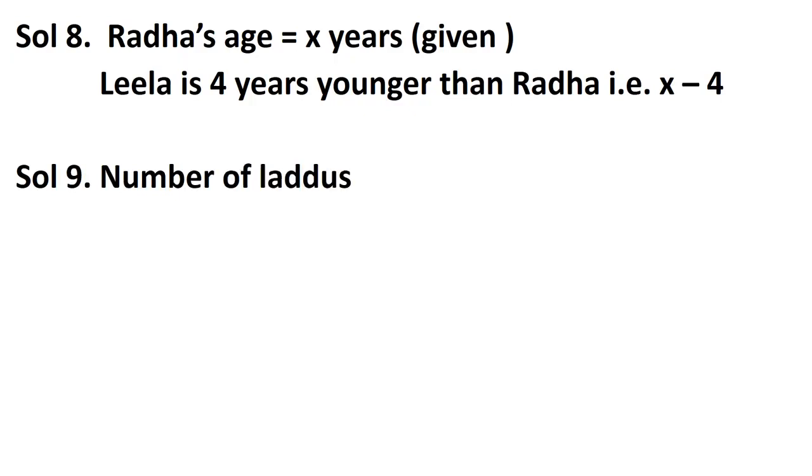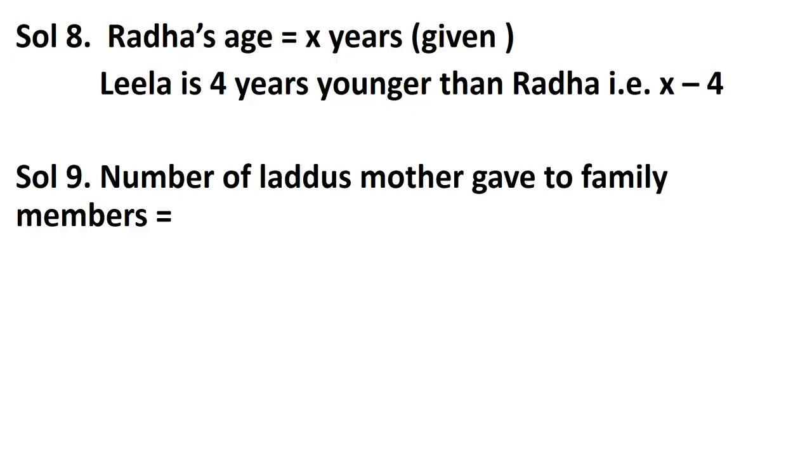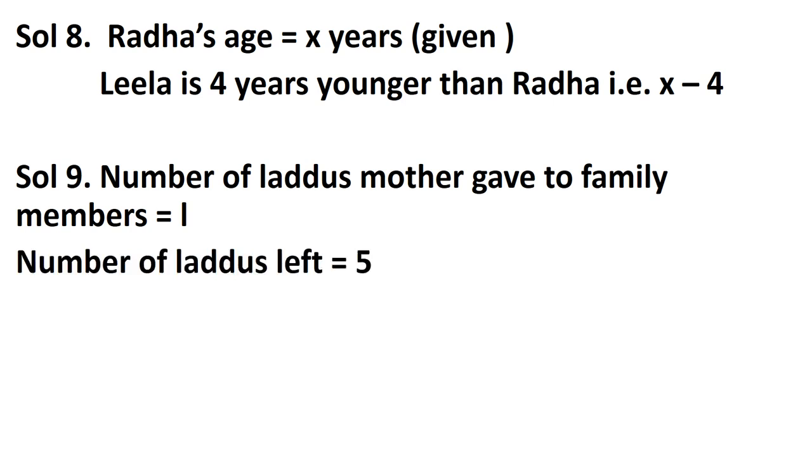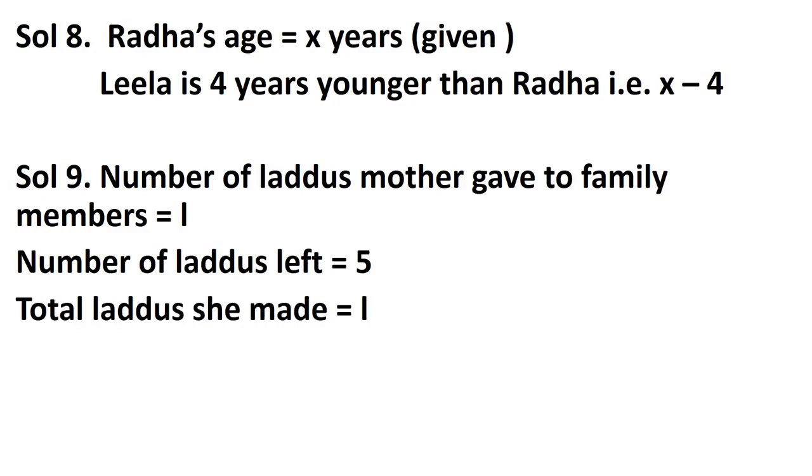Solution 9. The number of laddus the mother gave to family members is L. And how many laddus were left after she gave to family members? 5 laddus were left. So how many total laddus did she make? L that she has given, plus 5 which were left. So it is L plus 5. Total laddus she made: L plus 5.